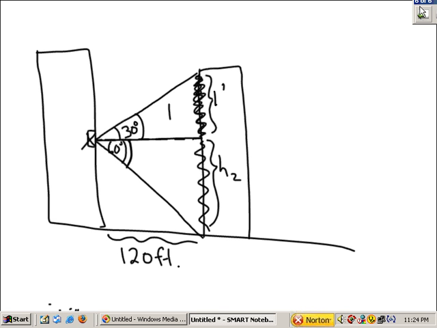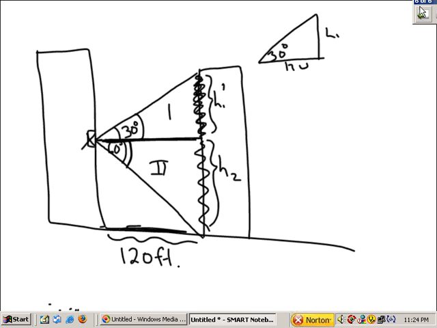So H1 and H2. All right. Let's draw the triangle separately up here. We know this is 30 degrees, and we know that this is 120. If this distance here is 120, then so is this. In both triangles, triangle 1 and triangle 2, it's 120 feet. And we want to know what H1 is.